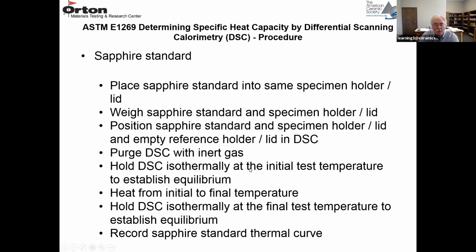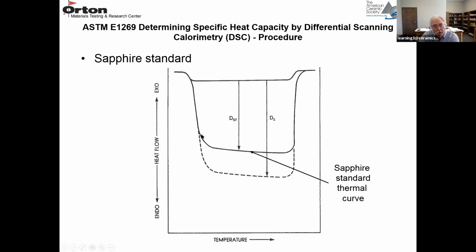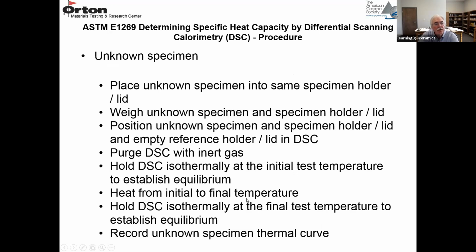Again, you hold it isothermally at a low temperature, run it up to the final test temperature, hold it isothermally at the final test temperature, and record this thermal curve. And that would be the second curve here, the sapphire standard curve. So this is a measure of the heat that's used to heat the sapphire standard. And then you make another run with the unknown sample.